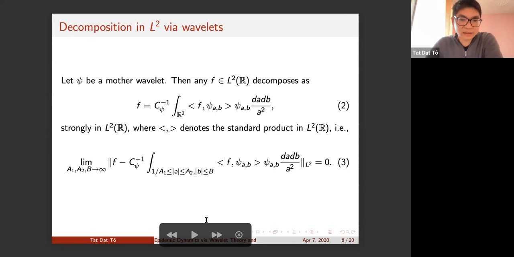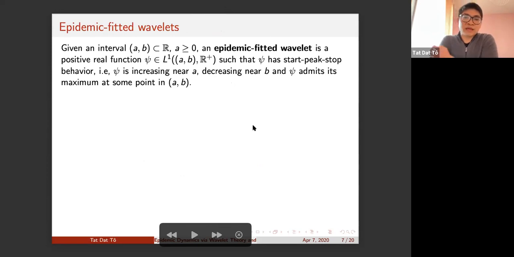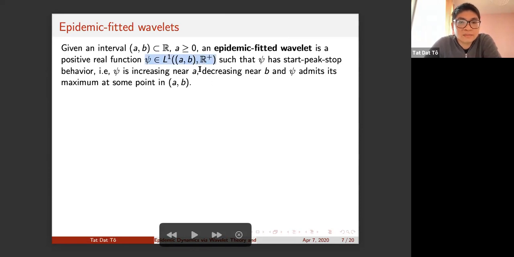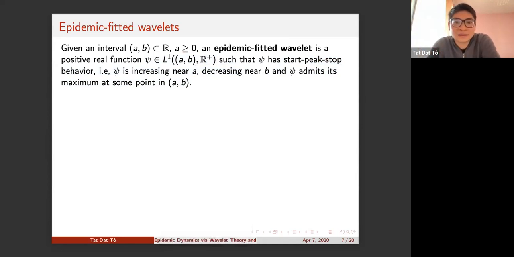So from this idea of wavelet theory, we try to define something similar. The first one is what we call an epidemic-fitted wavelet, which is a real function on some interval AB such that psi has the shape of start, peak, stop. That means psi is increasing near a, decreasing near b, and psi attains its maximum at some point in AB. You can see the graph of psi is like the graph of the Gaussian function: from a it increases to the maximum, and after that the function decreases.